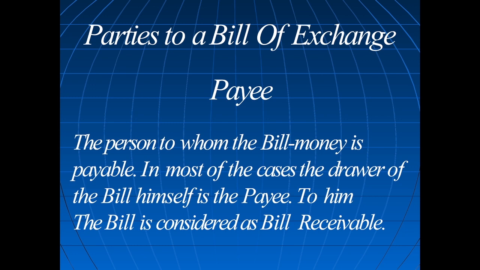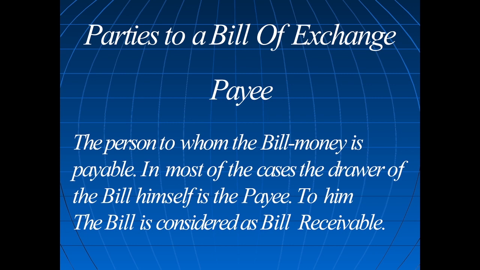Suppose I sold goods to A. A received the bill. He will accept the bill. He has accepted. Now I am the drawer. Now I am receiving the money. I am the payee. Suppose I endorse the bill to B. B will send the bill to A for collection. Now B will receive the money, then B is the payee.